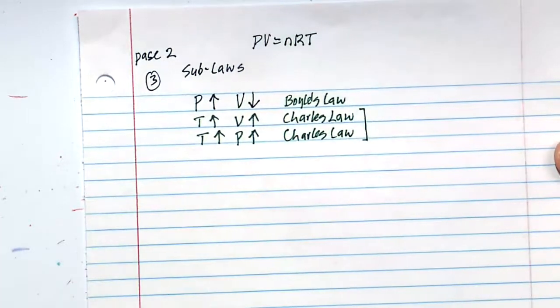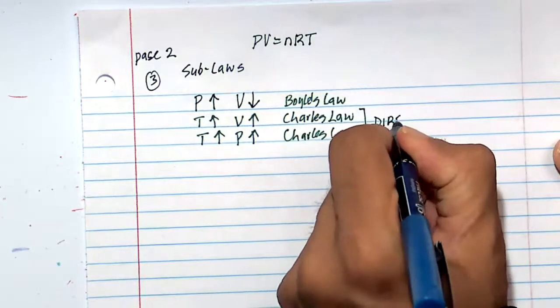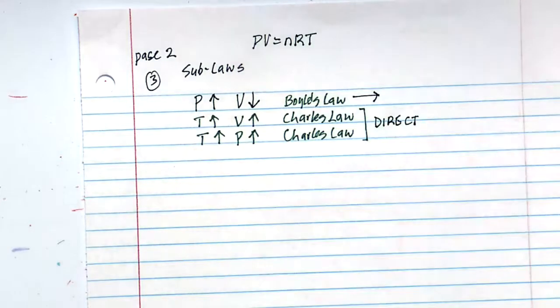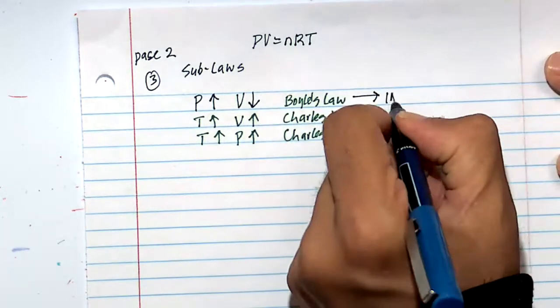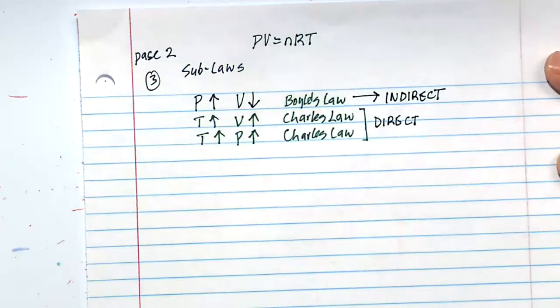What's important is that these are direct. As one goes up, the other also goes up. But Boyle's law, as you'll see, is the only one where, as one parameter, pressure, goes up, the other parameter, volume, goes down. That's an indirect relationship.